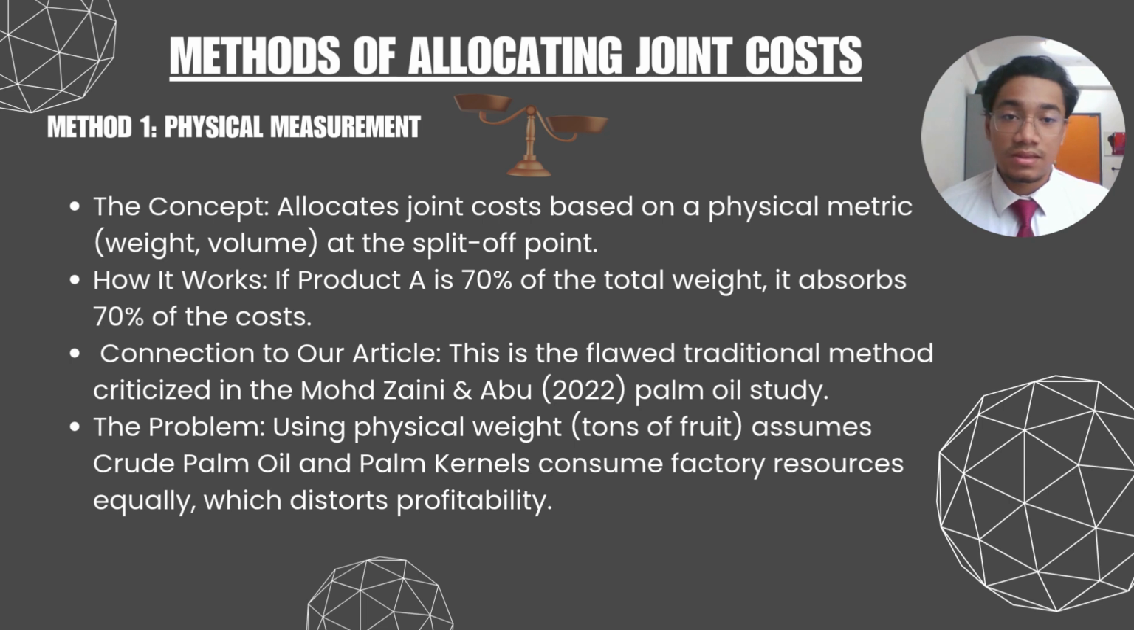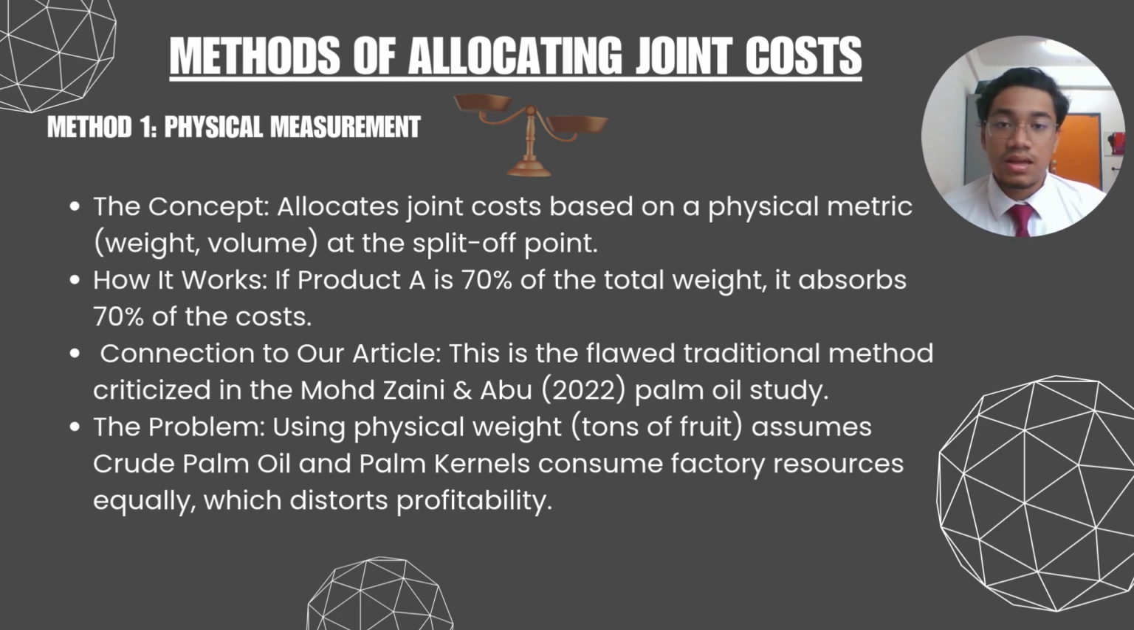Alright, let's begin by looking at the most basic approach to allocating joint costs, which is the physical measurement method. As you can see on the slide, this method distributes joint costs based on tangible physical metrics such as weight or volume, measured exactly at the split-off point. It is a pretty straightforward method. I'll give you an example: if a specific product makes up 70% of a batch's total weight, it simply absorbs 70% of the joint cost also.